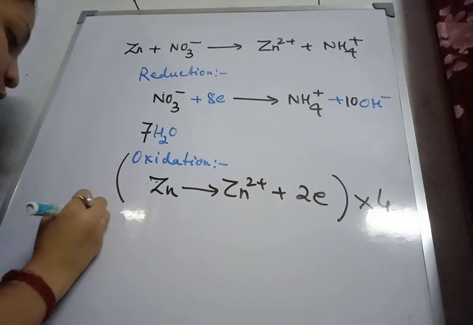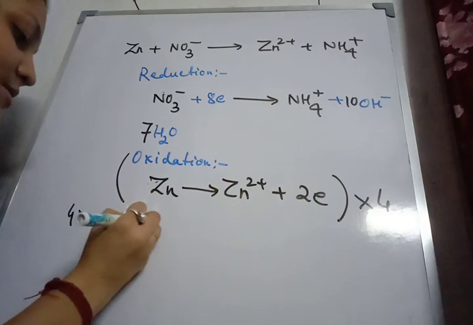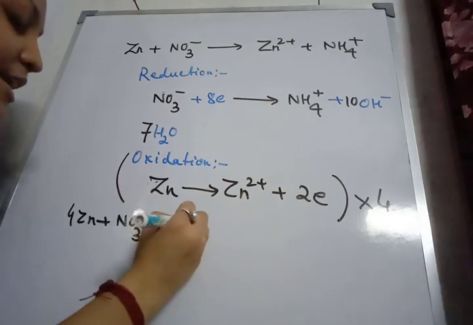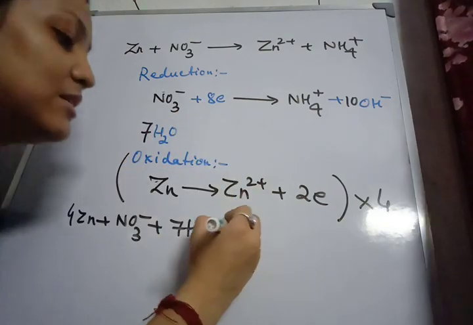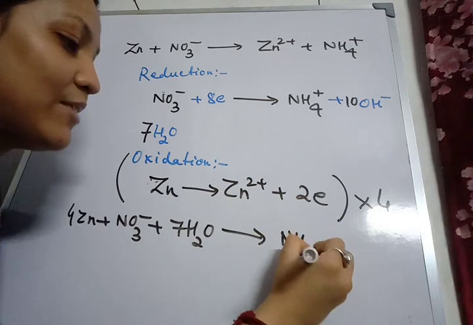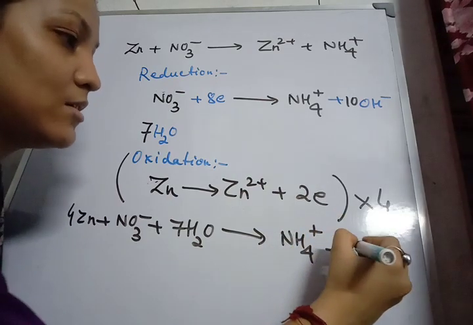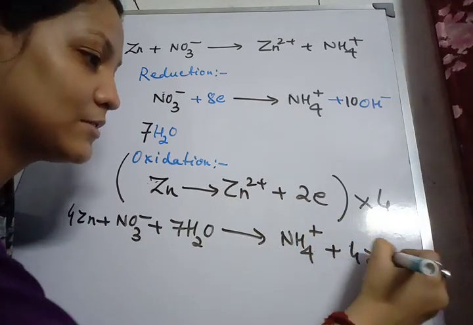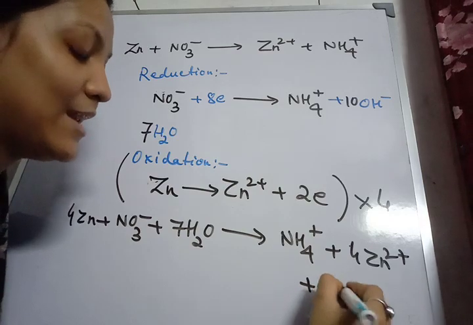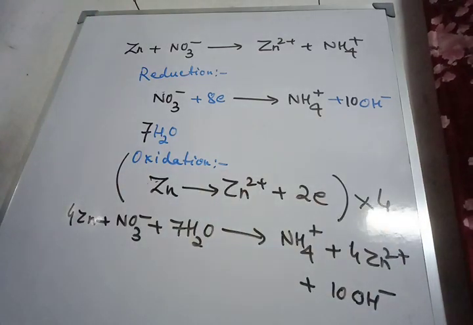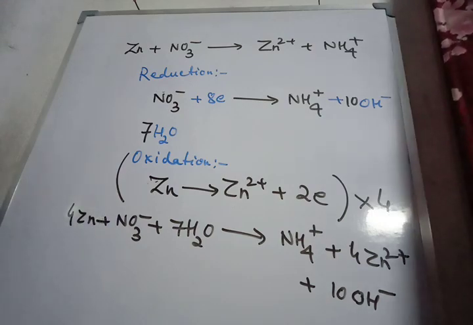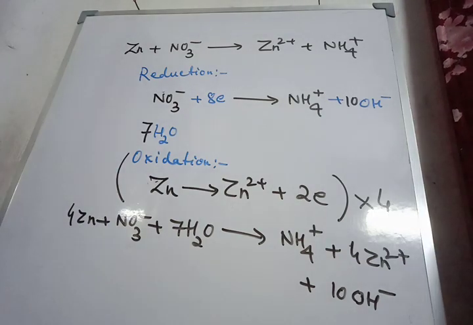Overall equation is 4Zn plus nitrate plus 7H2O. The number of electrons on both the sides gets cancelled. Right hand side we have ammonium ion plus 4Zn2 positive plus 10 OH negative. This is my overall balanced equation. Next example.